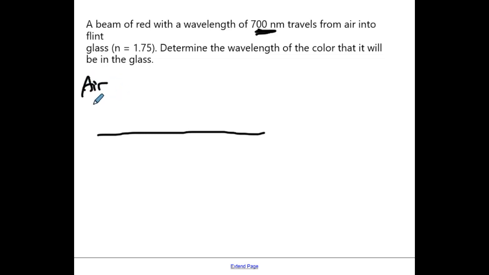This is going to be air. I'm going to label this side 1. This is going to be side 2. It's going to be glass. And it's going to be going from air into glass.